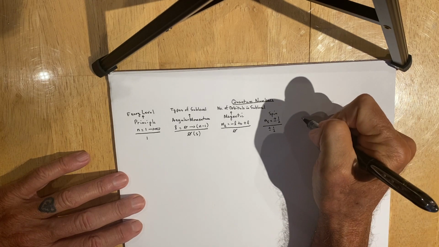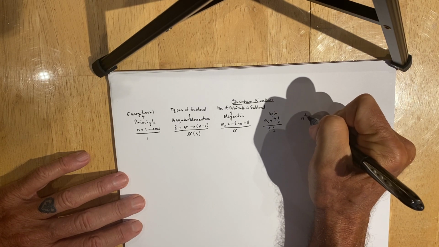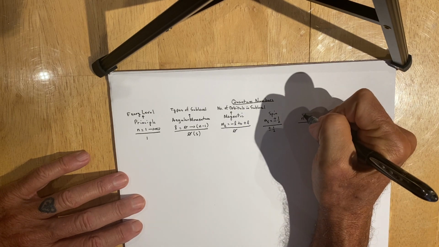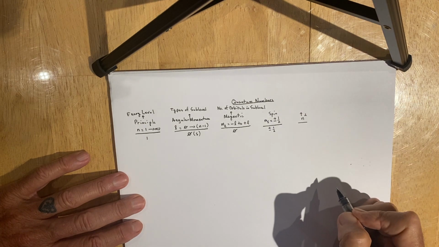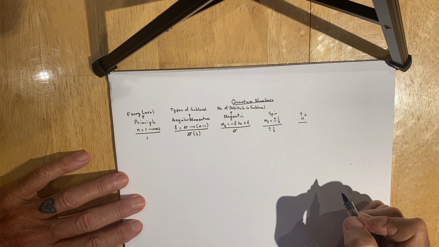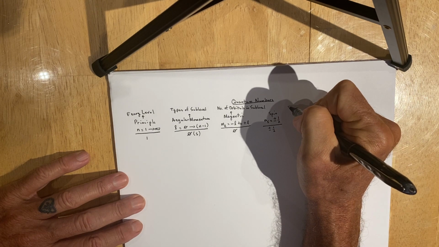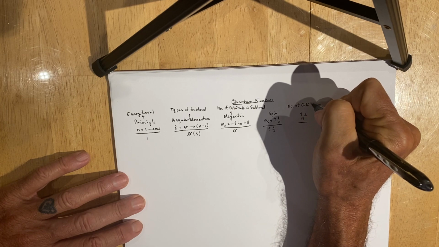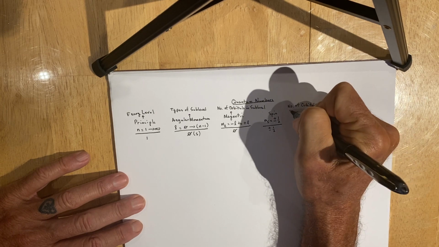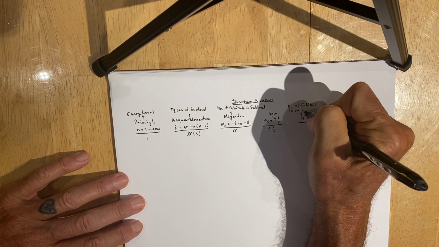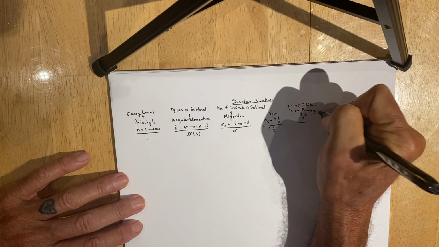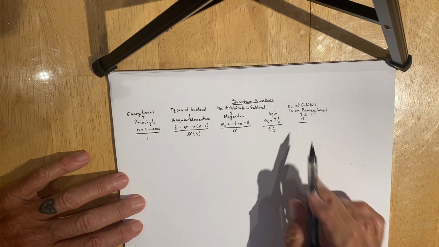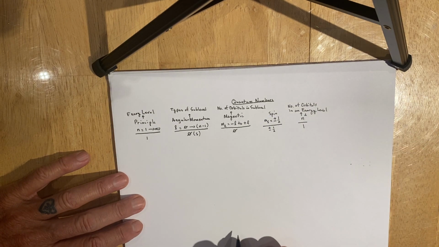I'd like you to think about another variable, which is n squared. N squared represents the number of orbitals in an energy level. So in this case, if you take the principal quantum number and square it, we predict there's only one orbital.